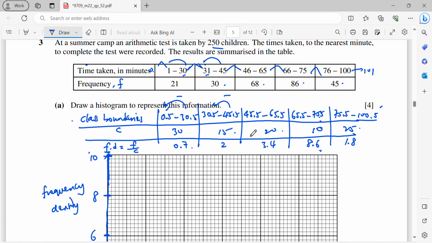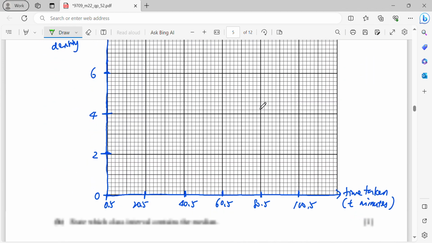Now when it is 0.5 to 30.5, the frequency density is 0.7. So 0.5 to 30.5, here is going to be 30.5. It will be 0.7. This is 1, which means here you have 5 squares to represent 1 unit. So each square is 0.2. So 0.2, 0.4, 0.6, 0.7, which is here in the middle.